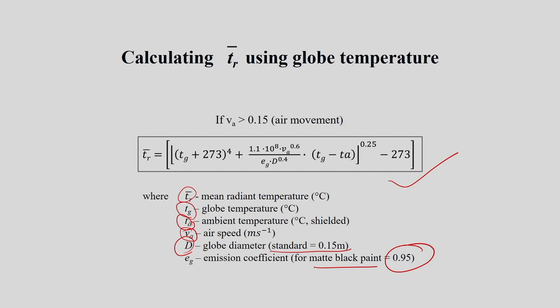Nowadays you have different small free software where you just give all these values, TG, TA and VA, and it automatically gives you a value for TR, that is the mean radiant temperature. So that is possible, or you can simply use this particular formula to calculate it.